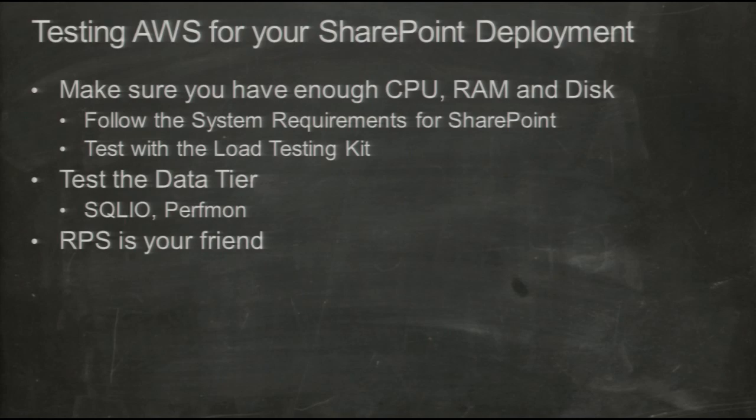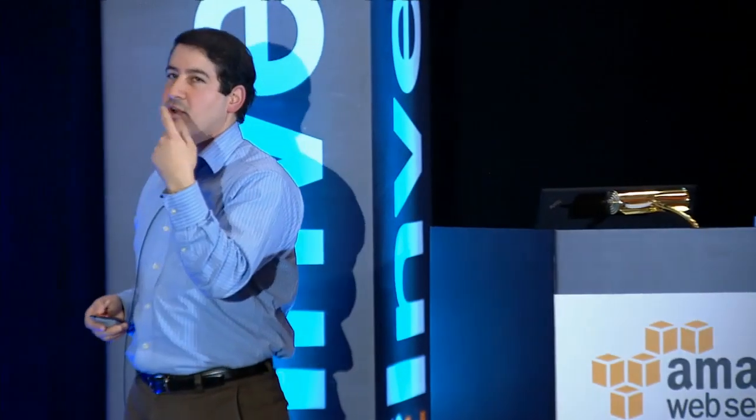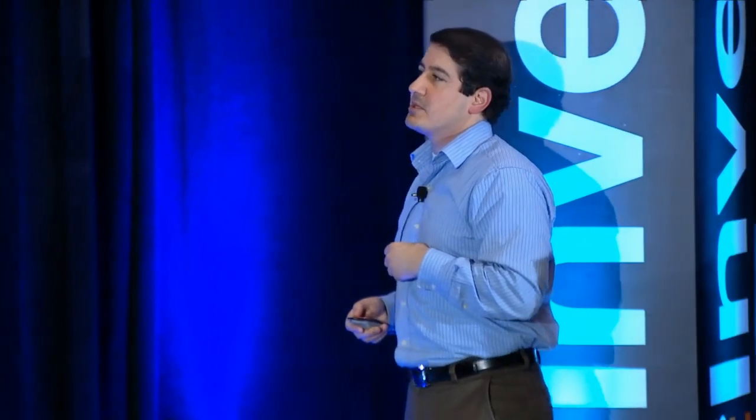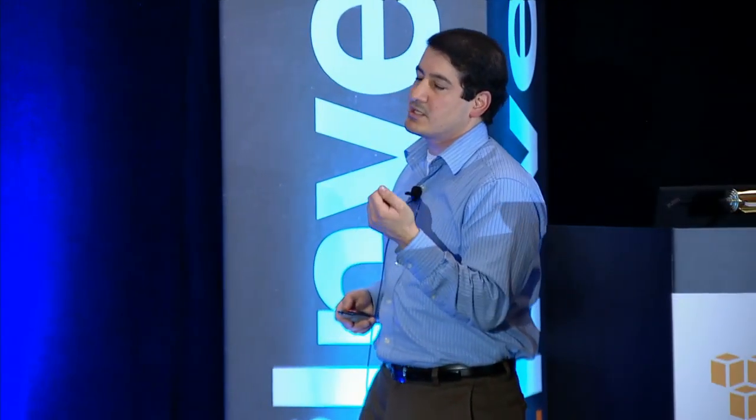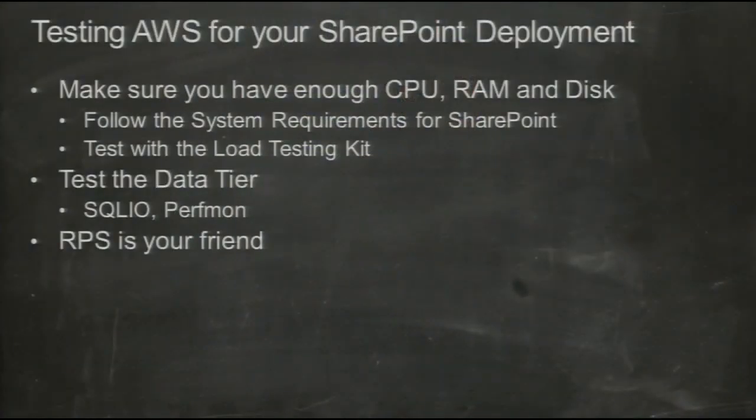You don't want these things queuing up because that means SharePoint is just spinning around and it's taking 30 seconds to render out the team site to the user. So definitely, when you measure your performance on AWS and SharePoint, you will want to take a look at requests per second and make sure that you are not queuing those requests.